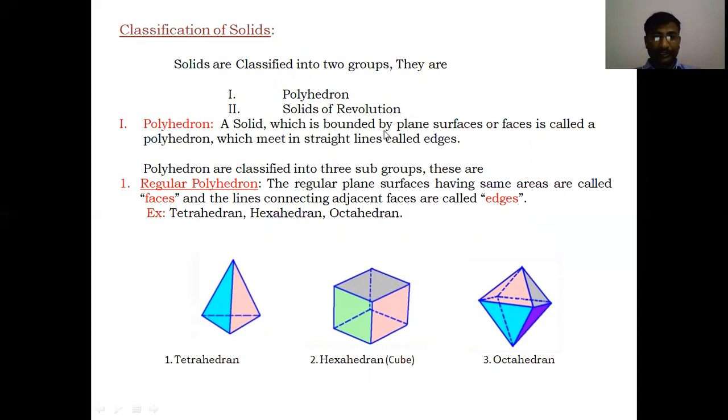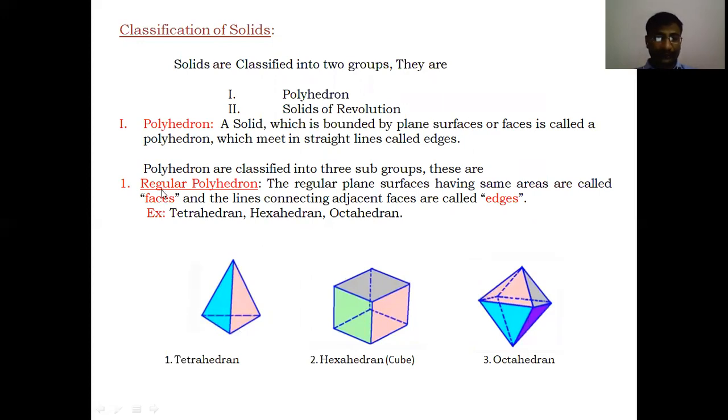A polyhedron is a solid which is bounded by plane surfaces or faces. These are the faces, here the green color, and this is the pink color. These faces meet in straight lines called edges. These are called the edges, slant edges. This one has a slant edge, this one has a straight edge, and this one also has slant edges. Polyhedrons are classified into 3 subgroups.